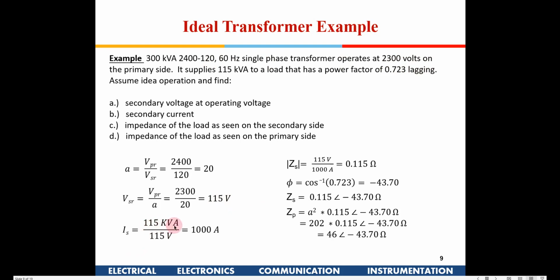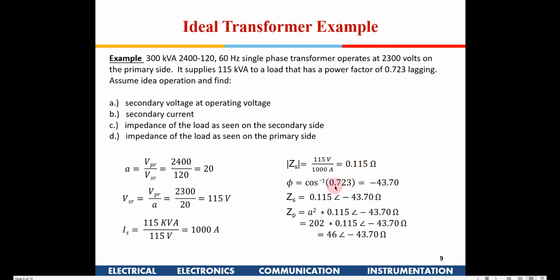Now this is VA, the power which is being consumed, given as 115 kVA, divided by 115 volt. So I get 1000 amperes. This is K. K stands for 1000, right? So I get 1000 amperes current in the secondary, right? Now to find out the secondary impedance, it is this voltage divided by this current. So 115 is the secondary voltage, 1000 amperes is the current which is flowing. So I divide these two, I get 0.115, right?